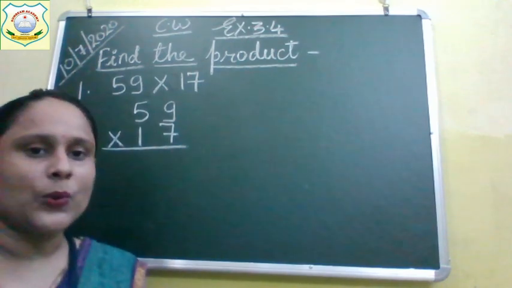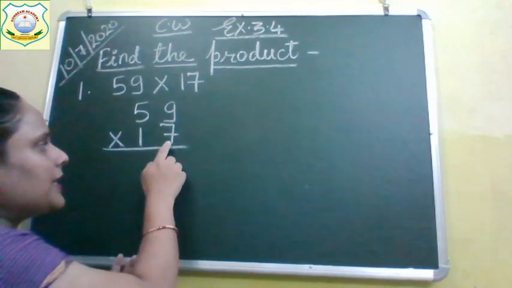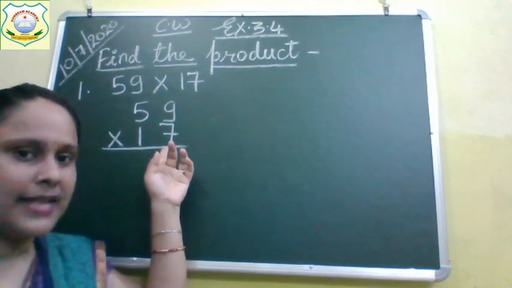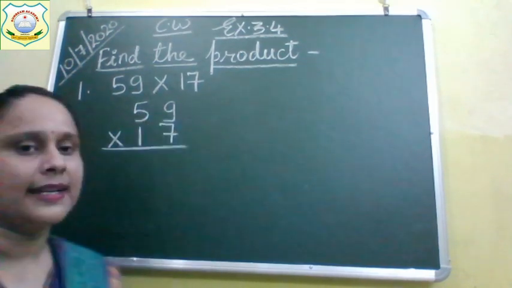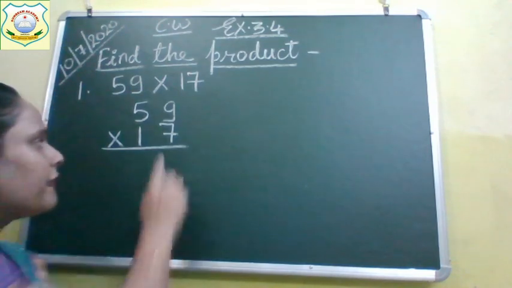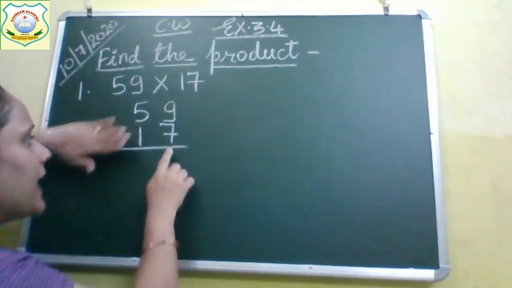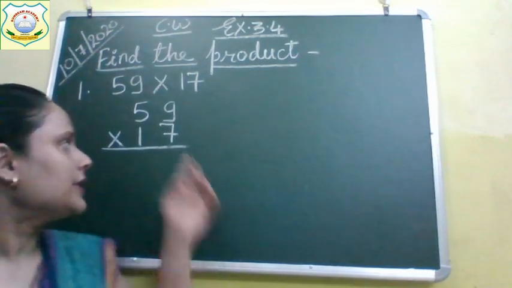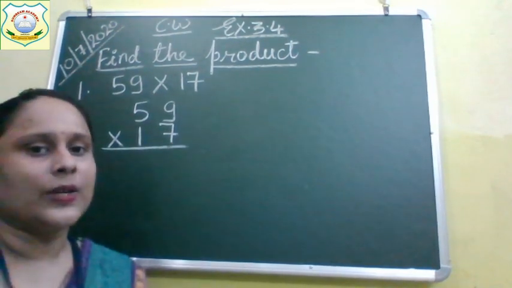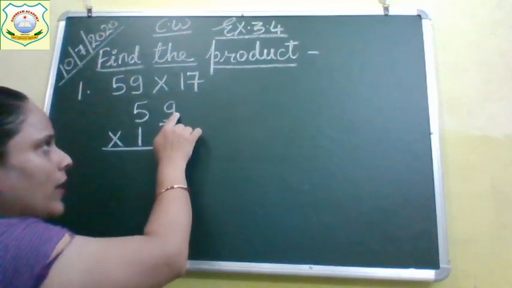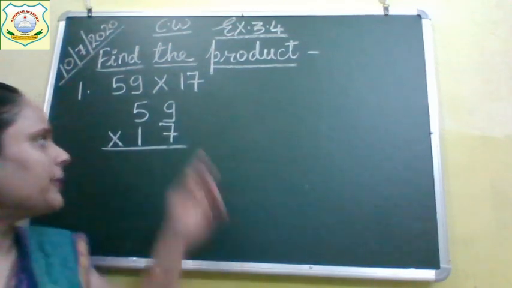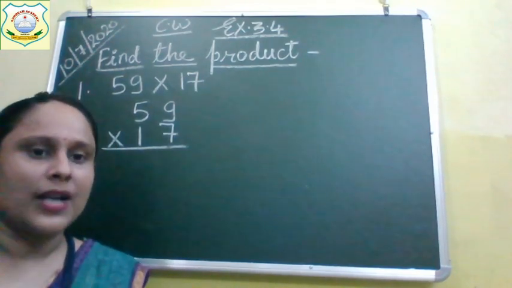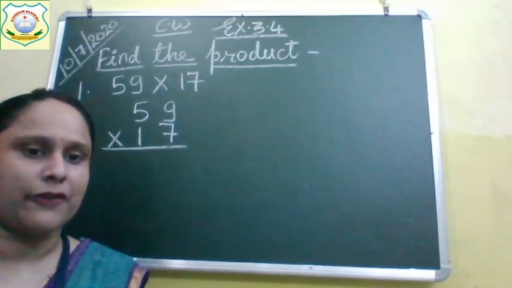First, what are we doing? We have to multiply the number written first in the ones place with the number written in the ones place. First number, we will hide this number. First, we will take 7. We will multiply 7 with the number in the ones place, then we will multiply 7 with the number in the tens place. So let's start multiplying 7 first.